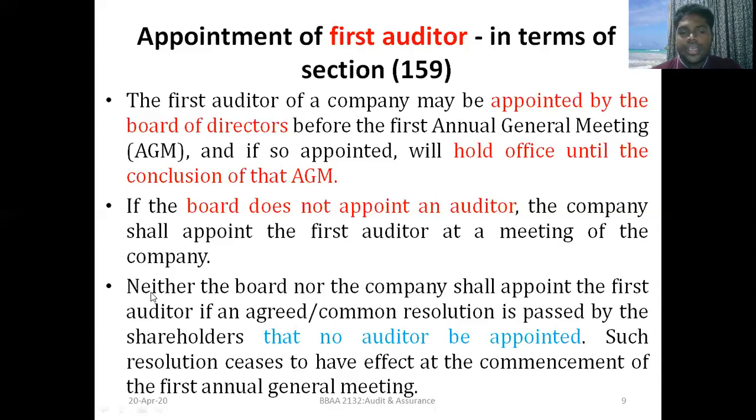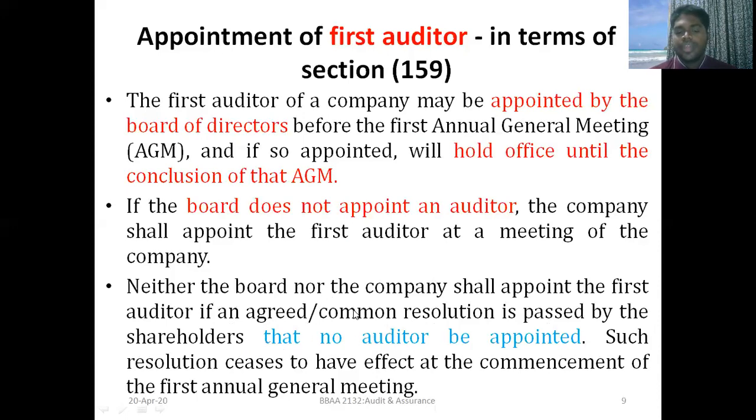The third point says, neither the board nor the company shall appoint the first auditor if both attempts fail. The first point says the board of directors can appoint an auditor. Suppose they fail to appoint, the chance goes to the company meeting, which can appoint. If in the second chance also they fail to appoint the auditor, what happens? Neither the board nor the company shall appoint the first auditor if an agreed or common resolution is passed by the shareholders that no auditor be appointed.